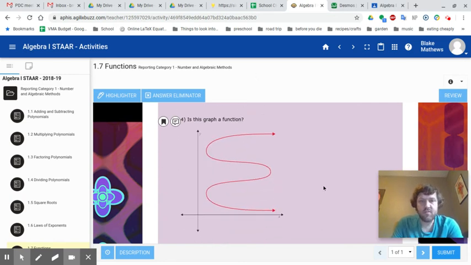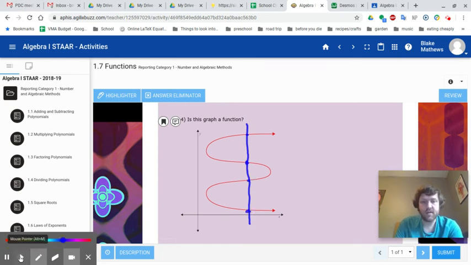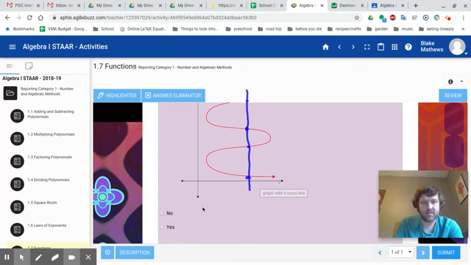Lastly, visually, this is what we call the vertical line test. The vertical line test says that if I'm going to say this is a function, there can only be one time that a vertical line crosses through the graph. So if I can draw a vertical line anywhere and it crosses 1, 2, 3, 4 times, then that's not a function. That's a problem for us. So that one's not going to work. So we're going to say no, that is not a function.